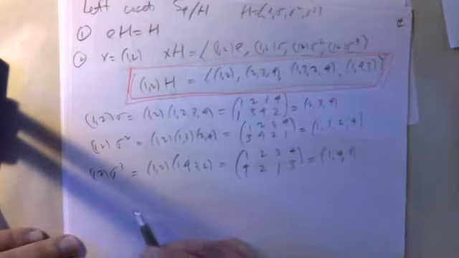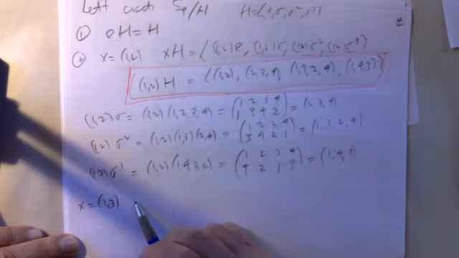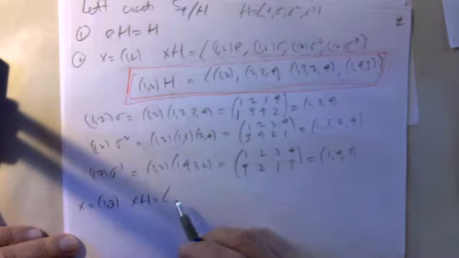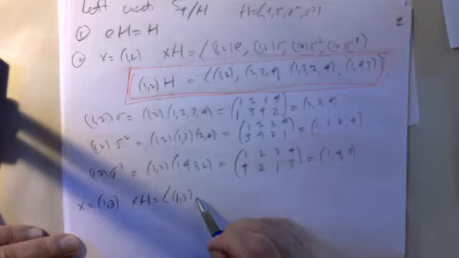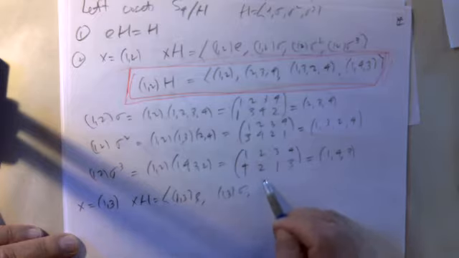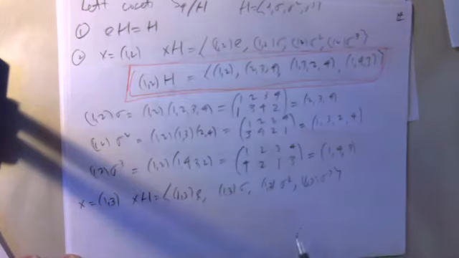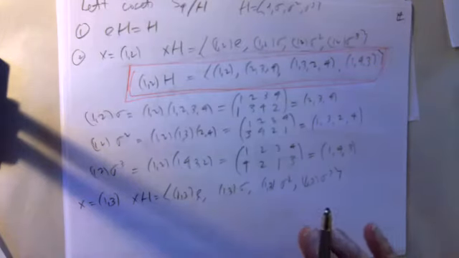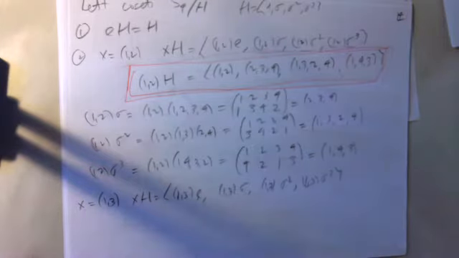Let's compute another left coset. Suppose I take X to be (1 3), and I want to compute XH, this left coset. So this will be (1 3) times the identity, (1 3) times sigma, (1 3) times sigma squared, and (1 3) times sigma cubed. It's very important to learn how to do simple calculations in group theory. So you need to calculate this.